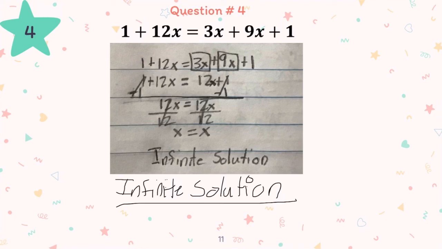So now we have 12x equals 12x. And to get the x by itself, we do 12 divided by 12 on both sides. So now that equals 1x, but 1x is equal to x. So now we just have x is equal to x, which is an infinite solution.